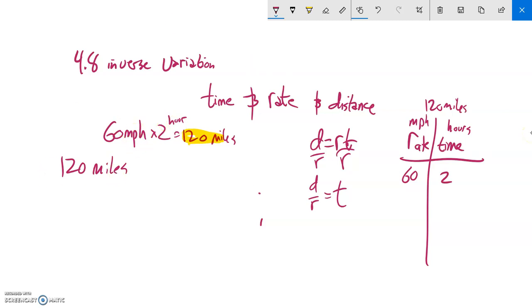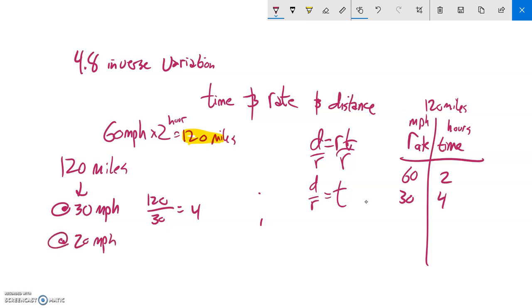So how about if I wanted to go 120 miles, but I could only go 30 miles per hour? Well, I know that the distance divided by the rate is the time. So 120 miles divided by 30 miles per hour gives me four. That would take me 4 hours. Or how about if I had to go 20? 120 miles at 20 miles per hour. Same idea. 120 divided by 20, that's going to take me 6 hours to go there.